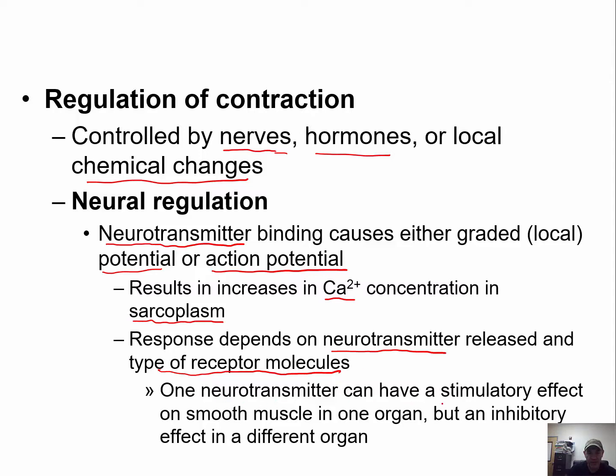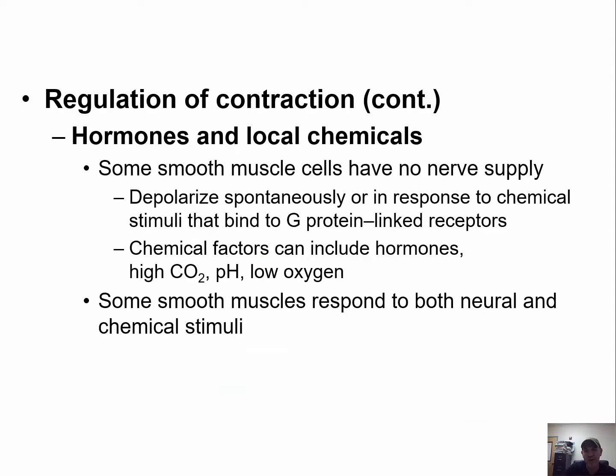So that's what this next statement is talking about. One neurotransmitter can have a stimulatory effect causing contraction in one organ, and a neurotransmitter in another organ can have an inhibitory effect. Again, we're talking about the smooth muscles of those organs. So that's what's different. In skeletal muscle, when acetylcholine is released, you get contraction, but that's not the case with smooth muscle. It depends. You can get excitement, stimulation and contraction, or you can inhibit that process. Hormones and local chemicals also influence this.